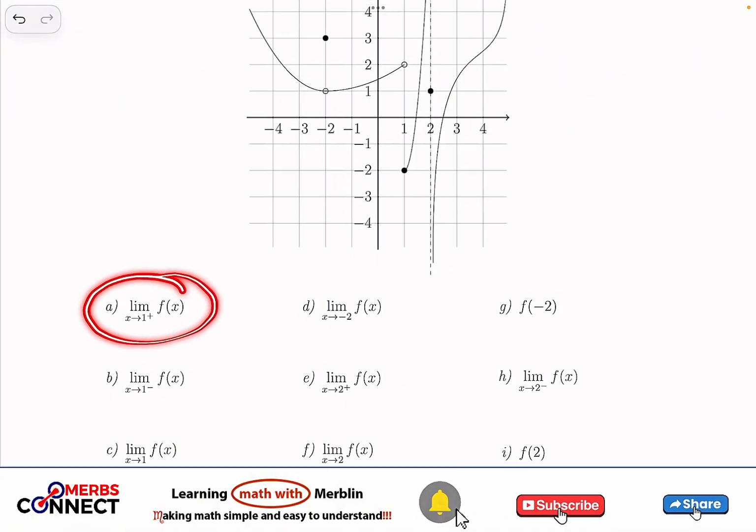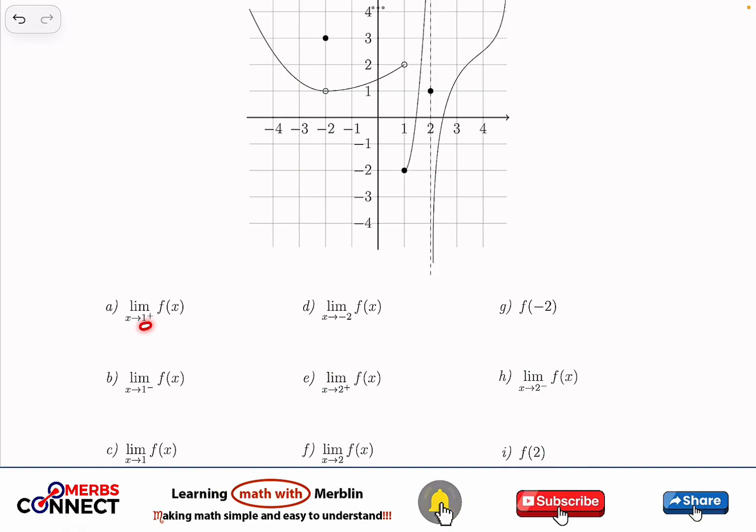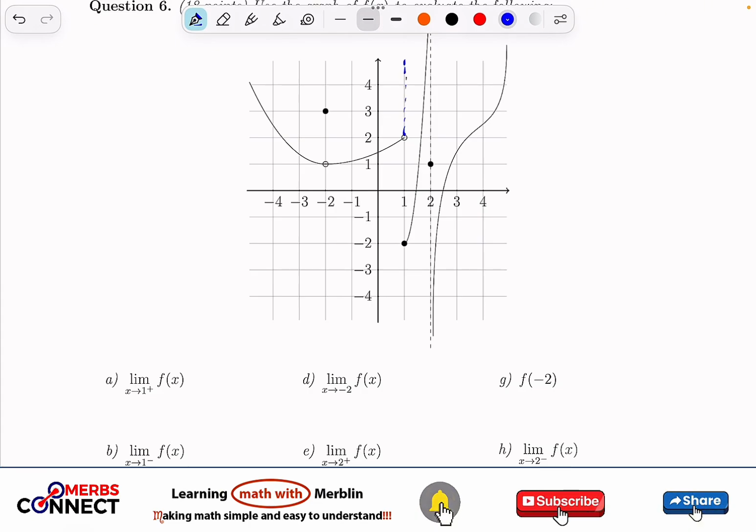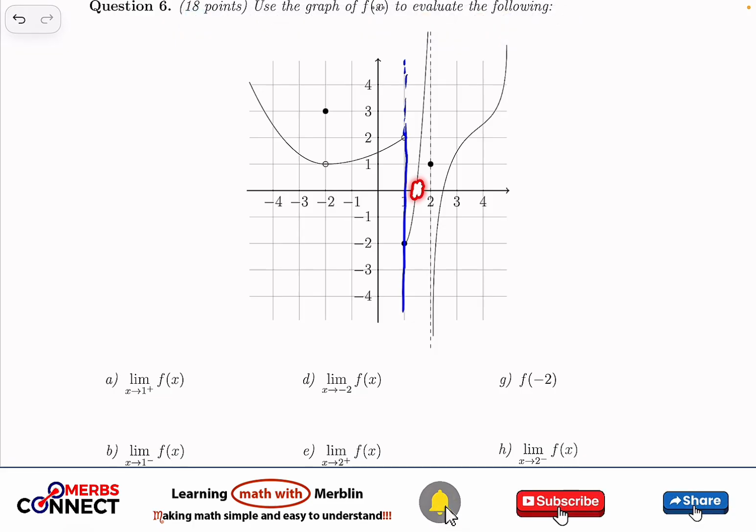Starting from A, x is approaching 1. So let's look for 1. So 1 is here, and this is what I do. I will just draw a line on the 1. As soon as I draw a line on the 1, here becomes the right and here becomes the left. So I look close to 1, the graph on the right and the graph on the left. So this is the graph on the left, this is the graph on the right. And then I trace it along this line.